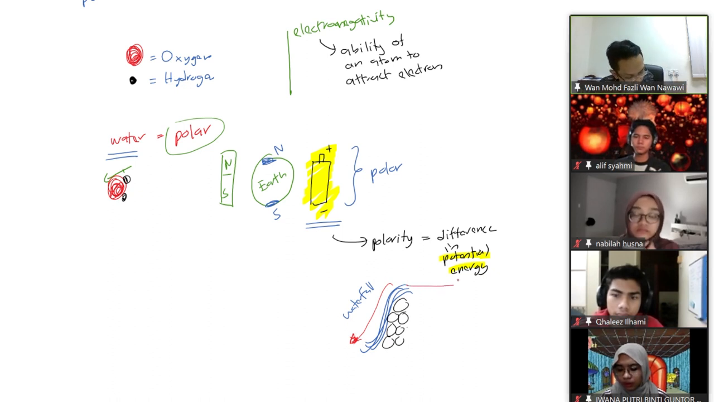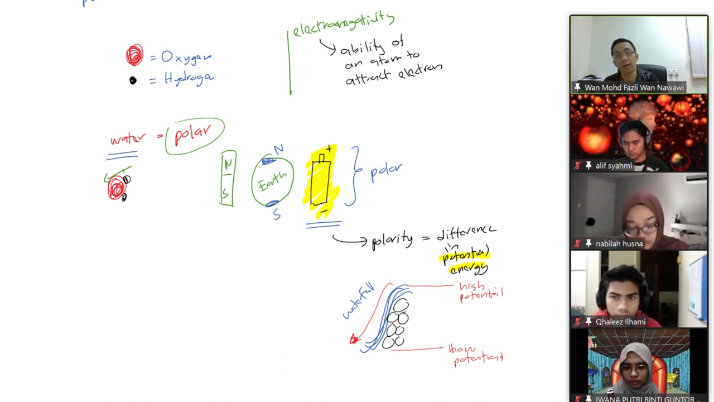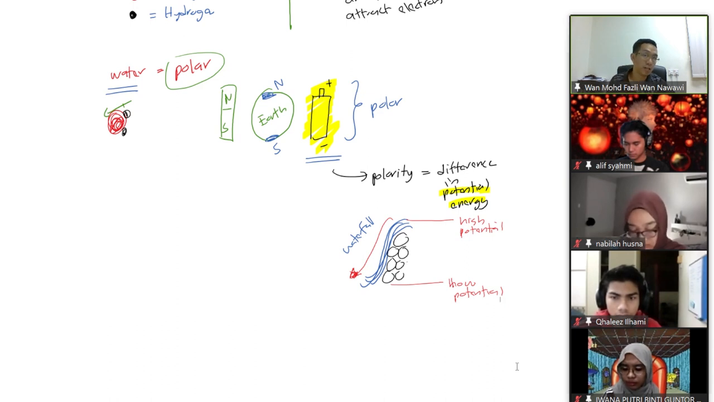And the top we call it high potential. And then the lower here, we call it low potential. So when they are different in potential energy, they flow from the high to the low. So that's why the waterfall flows down. So same with the battery, because of the difference in potential energy, they flow, so they can conduct current.